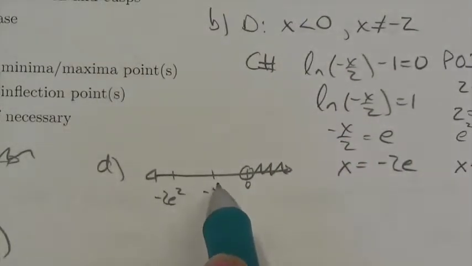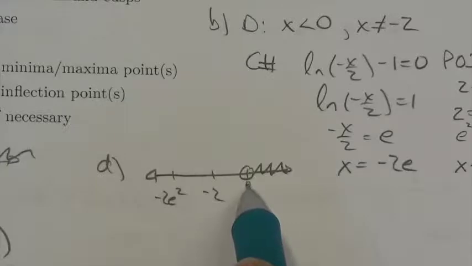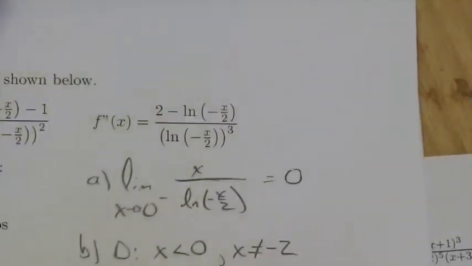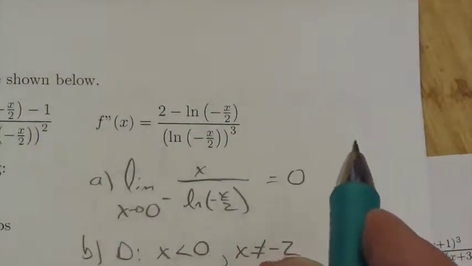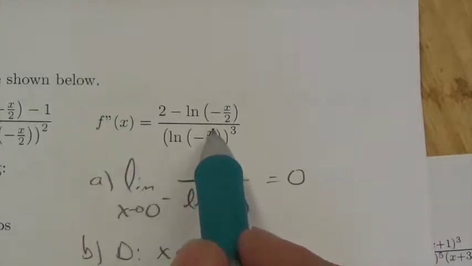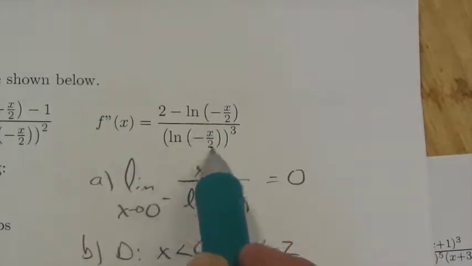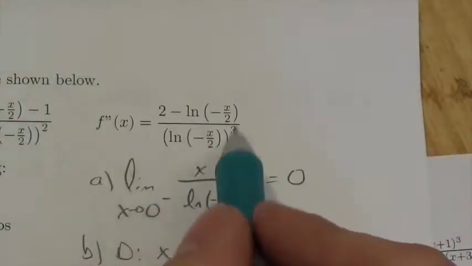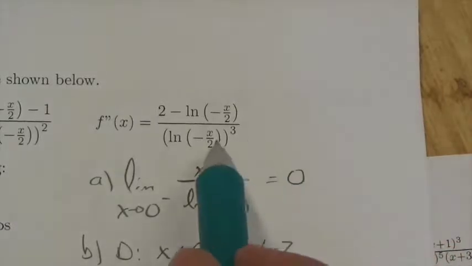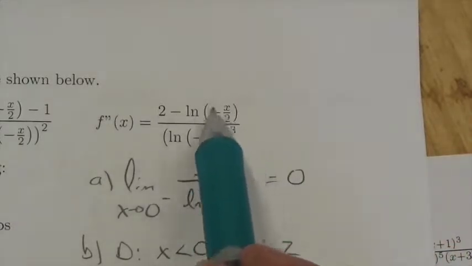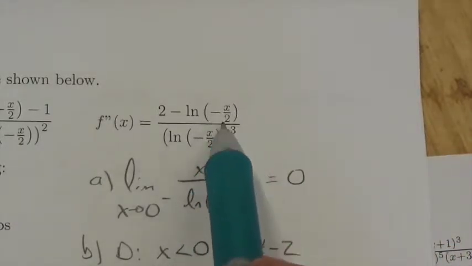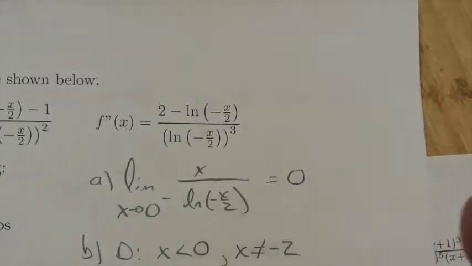So now we're going to choose a number between negative 2 and 0, and we're going to plug that into our second derivative. Let's say like negative 1. So if I plug negative 1 into this, it is going to become positive 1/2. The natural log of positive 1/2 will be a negative. Cubed will be a negative. So the denominator is going to be negative there. If you plug negative 1 into this, the natural log of positive 1/2 is going to be a negative.